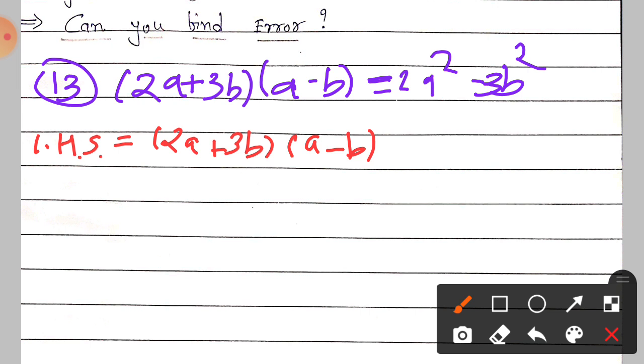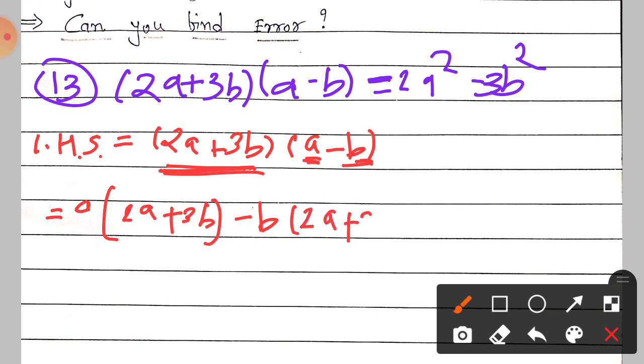In the chapter on exponents and powers, we know that you take any one bracket, choose one bracket, and multiply it with both terms a and b of the other. So take the bracket 2a plus 3b, minus b into 2a plus 3b. Students, this is similar to 3 into x minus 4. What do we do? Multiply 3 with x as well as 4. So I am taking the bracket as x, and this x is multiplied with a as well as b. Correct? Don't confuse it.